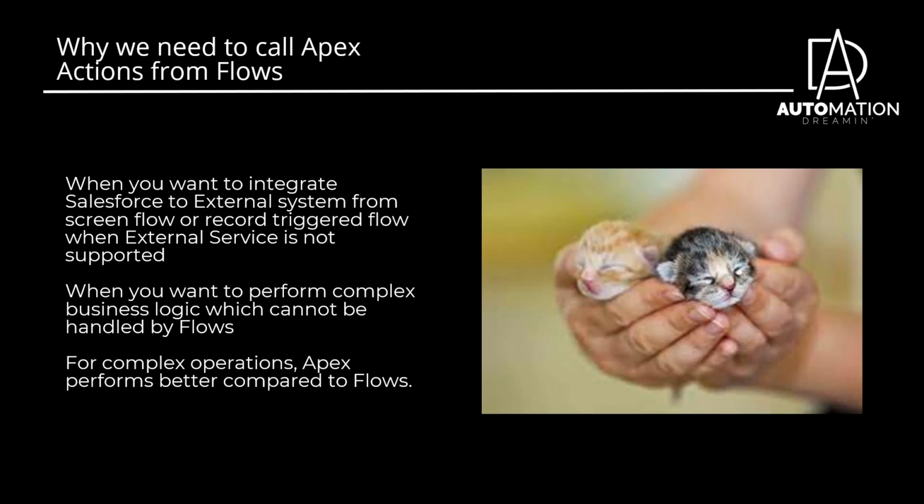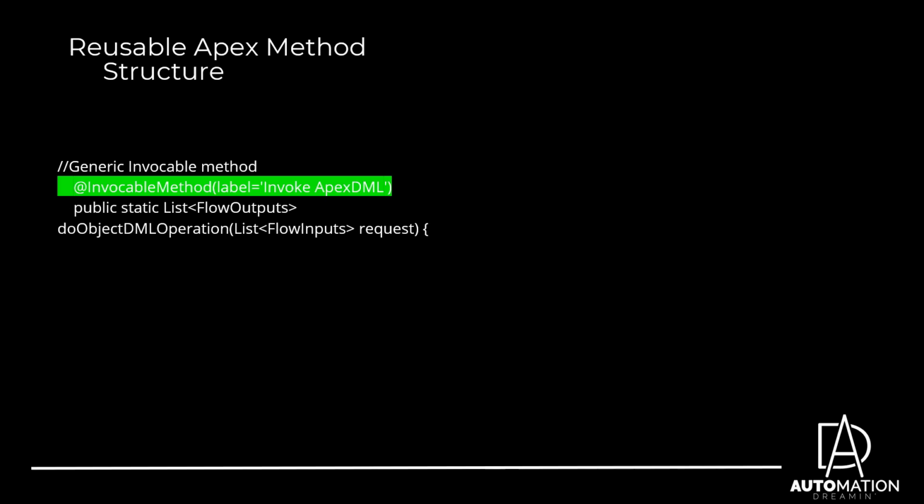Another use case is when you want to perform some complex business logic which is not supported in flow. Or sometimes when we are trying to execute very complex logic using flow, the performance might not be that great. These are some scenarios where you might need to again utilize the capabilities of Apex.